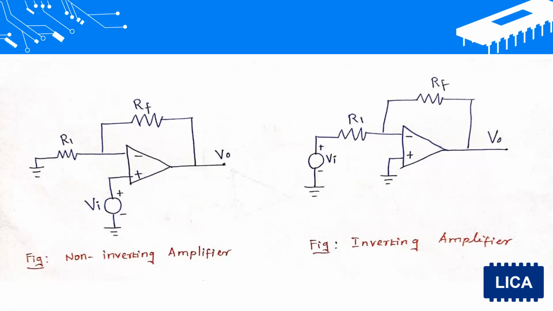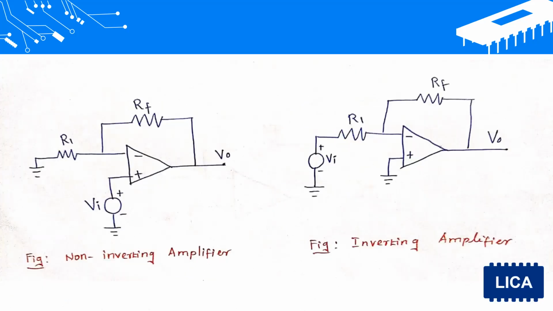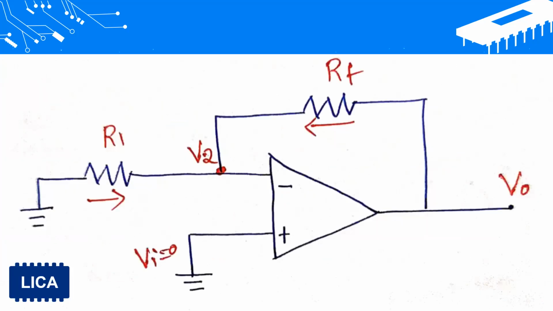We are familiar with this diagram. The first one is the non-inverting amplifier circuit, and this is the inverting amplifier. Non-inverting means we give the input voltage at the non-inverting terminal, and here we give the input voltage at the inverting terminal. If you make VI equal to zero in both circuits, the circuit will modify like this. From this we will derive some current equations.